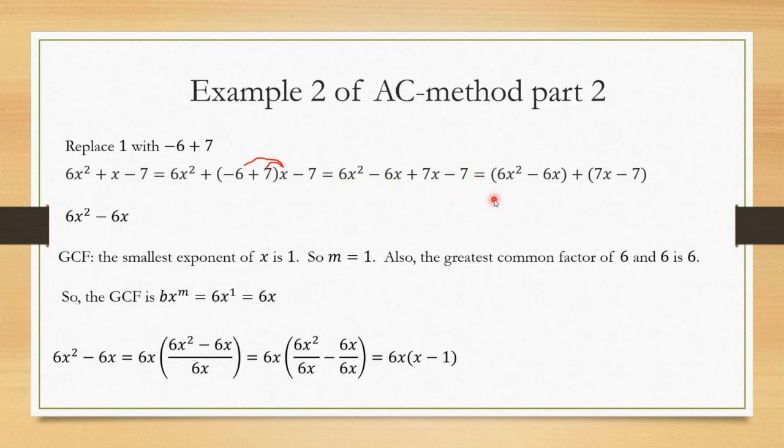So anyway, we form two groups here, as you can see: 6x squared minus 6x plus 7x minus 7. We do have to get the GCF of each group, though, because we're going to factor by grouping.